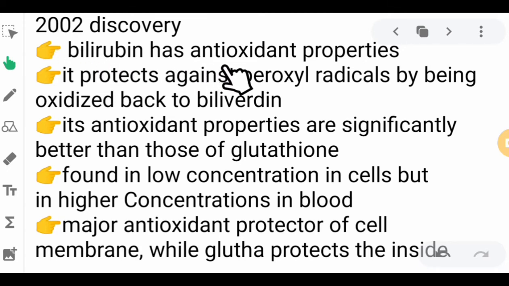Then, an important discovery in 2002 occurred. Bilirubin has antioxidant properties according to the research, and it protects against peroxyl radicals, which are toxic in our body, by being oxidized back to biliverdin. Its antioxidant properties are significantly better than those of glutathione, which for 80 years was believed to be the most important antioxidant in our body. Bilirubin is found in low concentration in cells but in higher concentrations in blood. The research suggested, based on these findings, that bilirubin is the major antioxidant protector of the cell membrane, while glutathione protects the inside part of the cell.